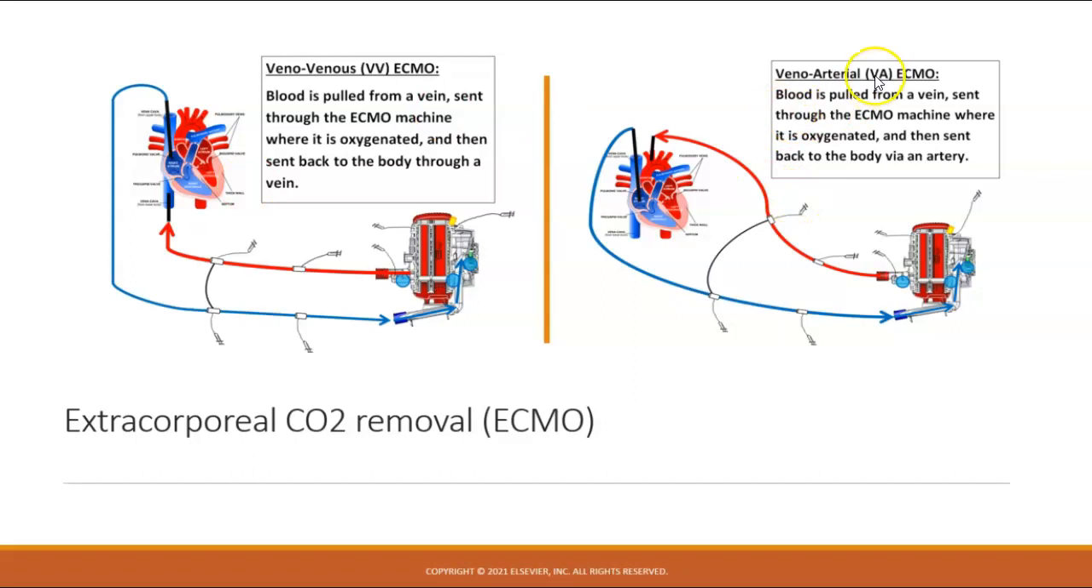So this venous ECMO really just bypasses the lungs, takes the lungs out of the equation. Okay. Veno-arterial ECMO is where blood is again pulled from a vein, sent through the ECMO machine to get oxygenated and remove CO2, and then it's sent back into the body via an artery and gets pumped again throughout the body. So ECMO is doing the work of the lungs, just externally.